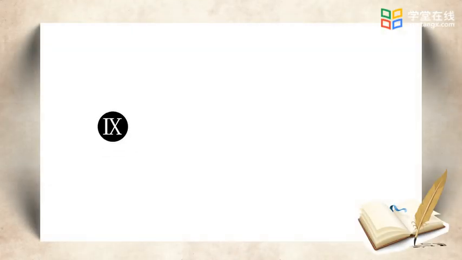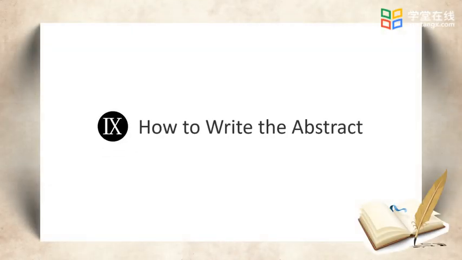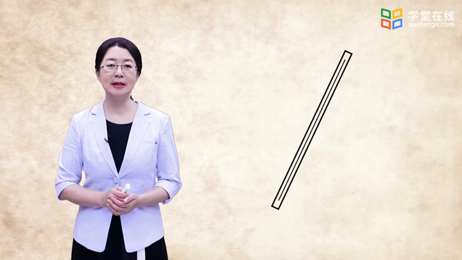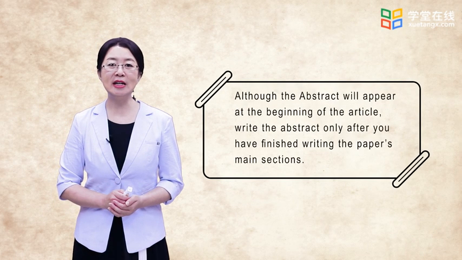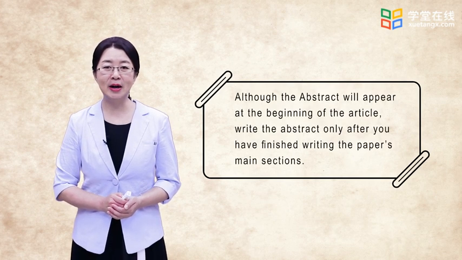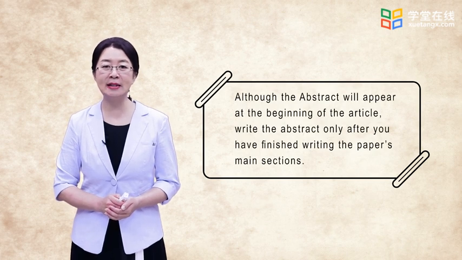Chapter 9. How to write the abstract for academic conference. Lead in. Although the abstract will appear at the beginning of the article, write the abstract only after you have finished writing the paper's main sections.